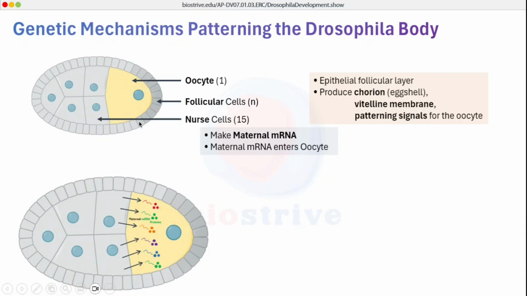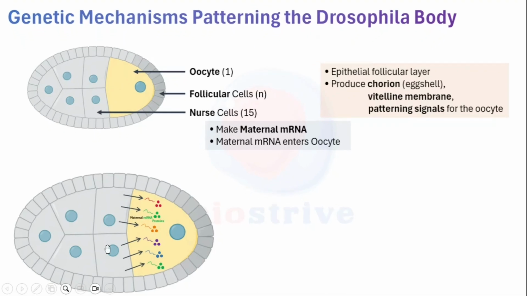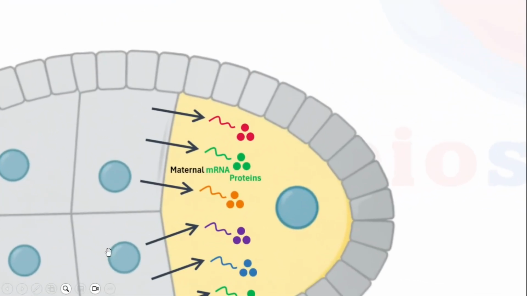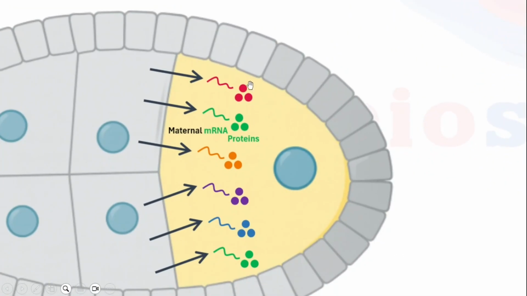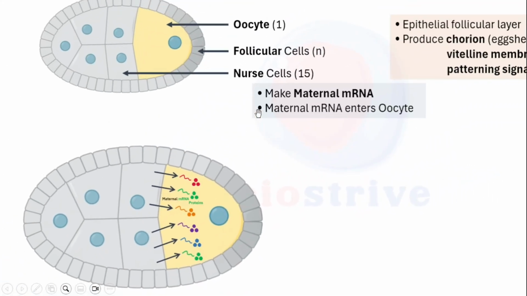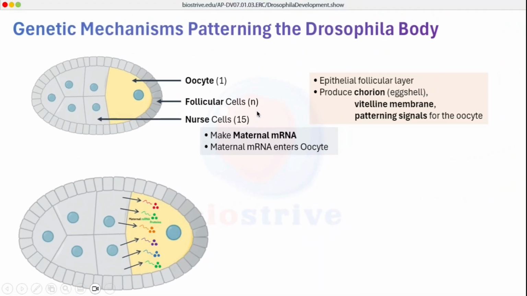Now, what will start to happen is these nurse cells will start producing certain maternal mRNAs, and these nurse cells will start supplying these maternal mRNAs to this specific oocyte. As you can see, these are maternal mRNAs, and within the oocyte, these maternal mRNAs will be translated to specific proteins, and these proteins are of maternal origin, and these proteins are important in axis specification and other developmental mechanisms.